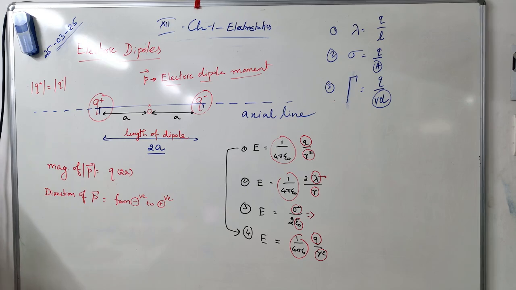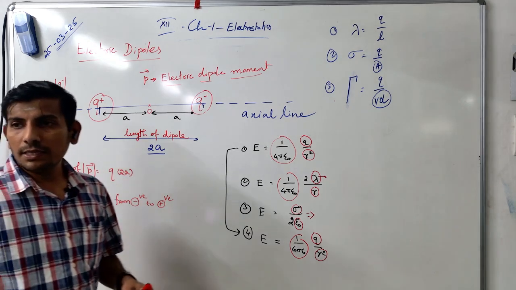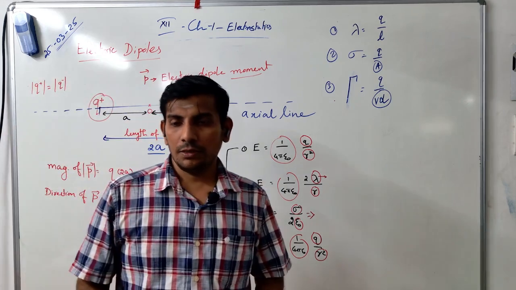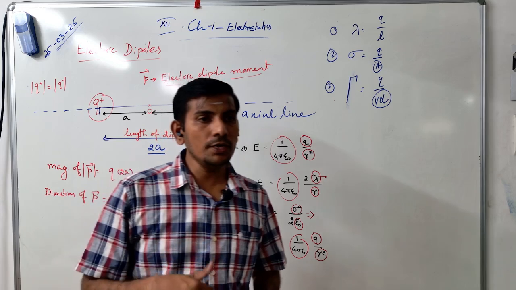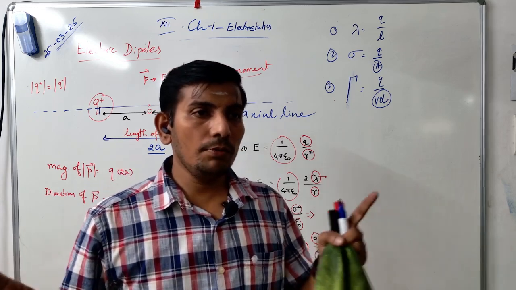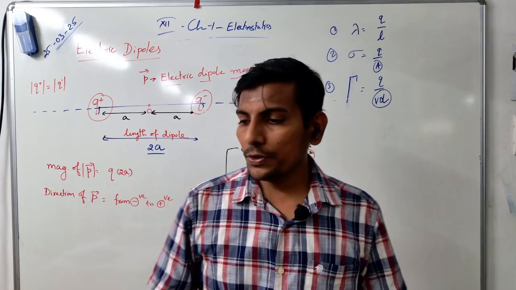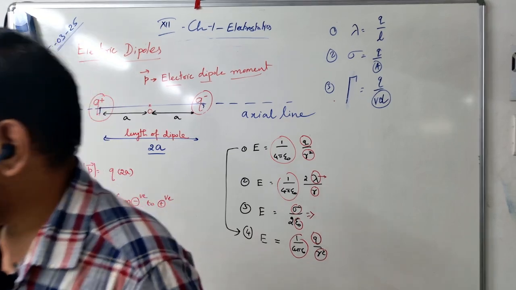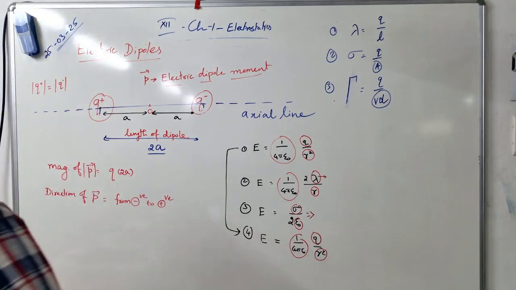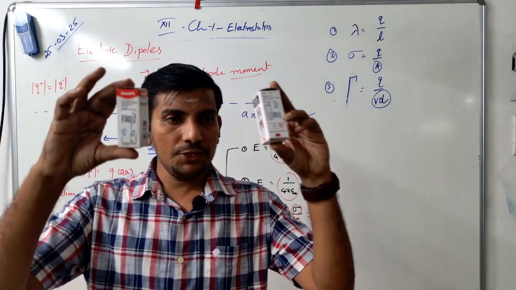Okay. So let me re-describe this electric dipole system to you. What is an electric dipole? Electric dipole is a special arrangement of charges. What kind of arrangement are we doing here? We are taking two equal but opposite charges and we are trying to combine them. How are we going to combine them? See, watch this. I have two equal and opposite charges in my hand.